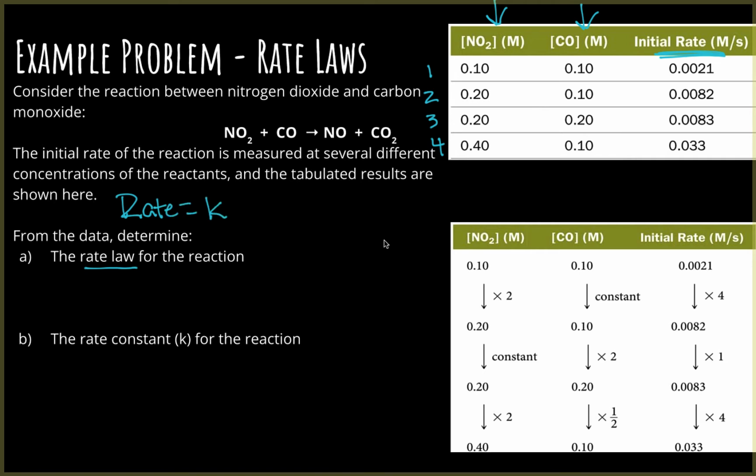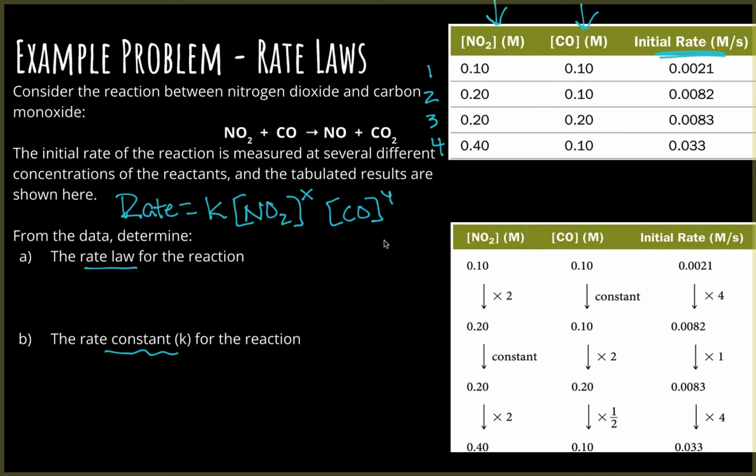And again, K is the rate constant, and we'll solve for that after we have a rate law. And then I'm going to sub in the reactants, if I know what they are, and then give them exponents. So NO2 to the X, and then CO to the Y. If there was a third reactant here, then I would have to add that third one on.